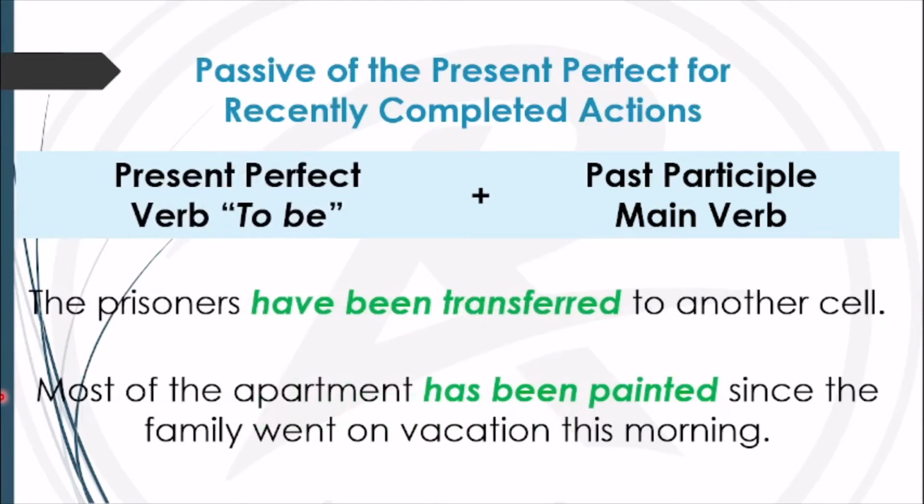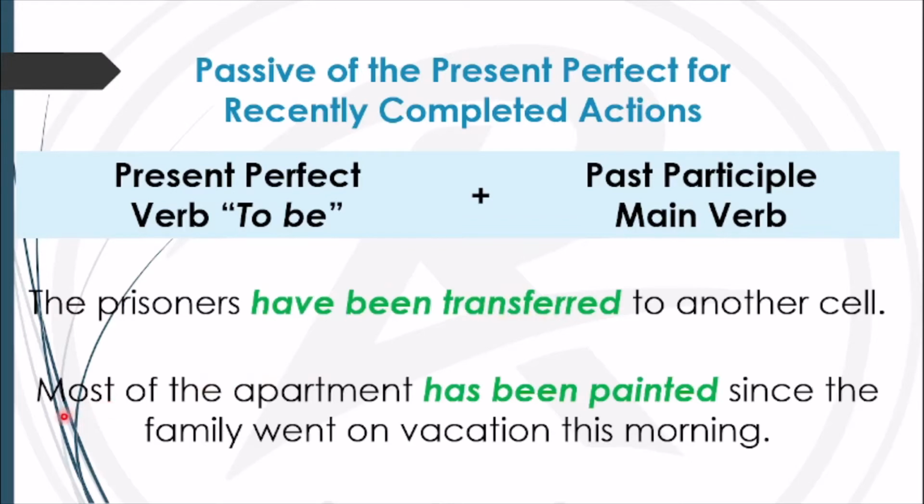In the present perfect, for recently completed actions. So as we can remember, the present perfect is used for recently completed actions. So in the passive voice, we're going to have the present perfect of the verb to be plus the past participle of the main verb. For example, the prisoners have been transferred to another cell. And here we have the present perfect of the verb to be, have been, plus the past participle of the main verb, transferred.